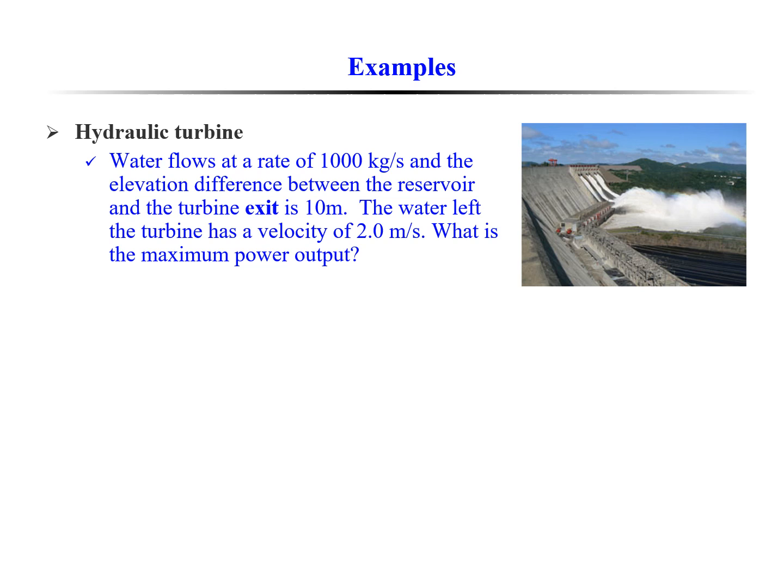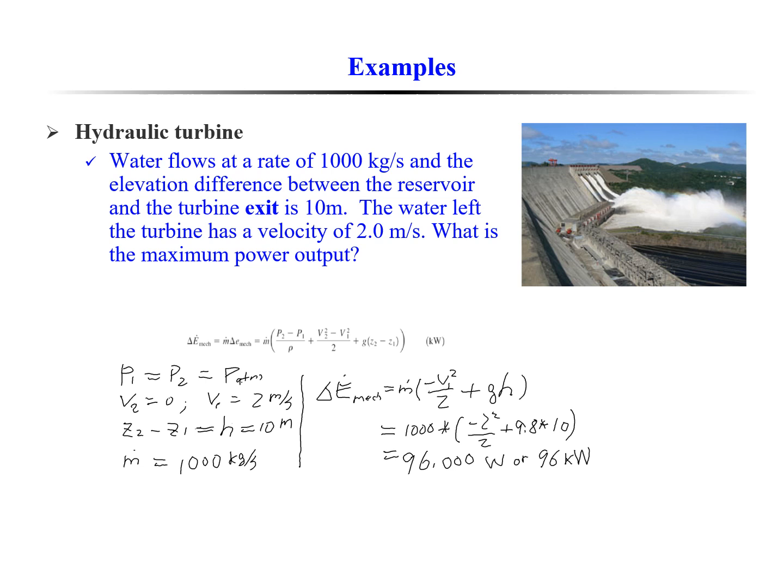Assuming the turbine exit pressure is the same as the atmospheric pressure, the power can be calculated by m dot times g times h minus m dot times V1 squared over 2. Please check your answer. Please note that the velocity difference only contributes a little bit to the power, especially when the elevation difference is big.